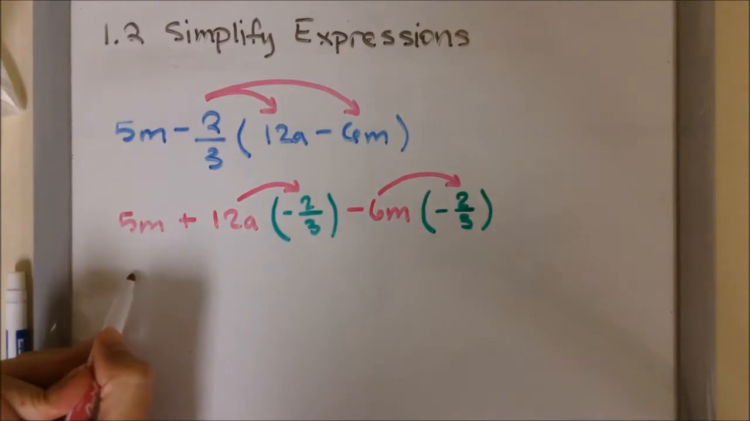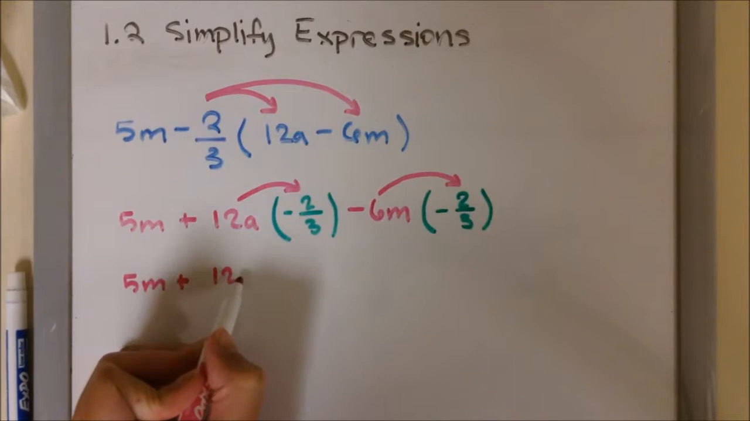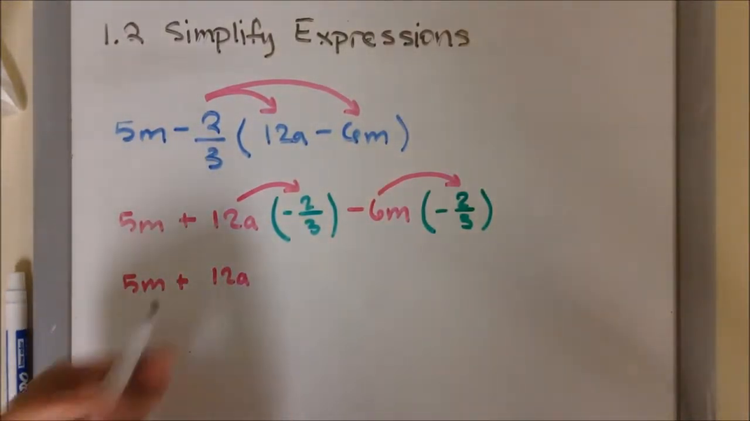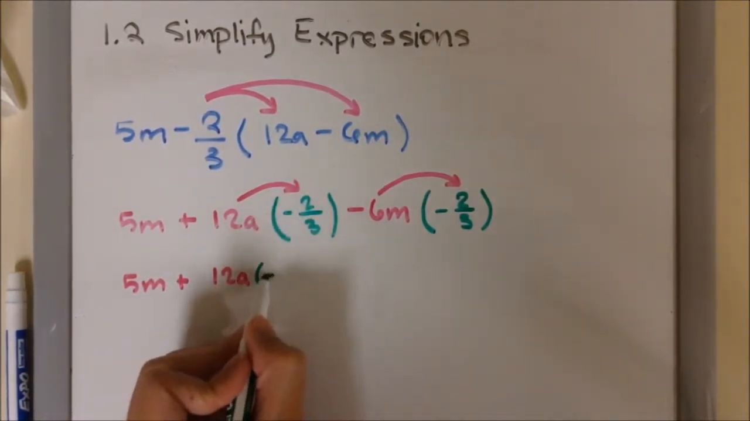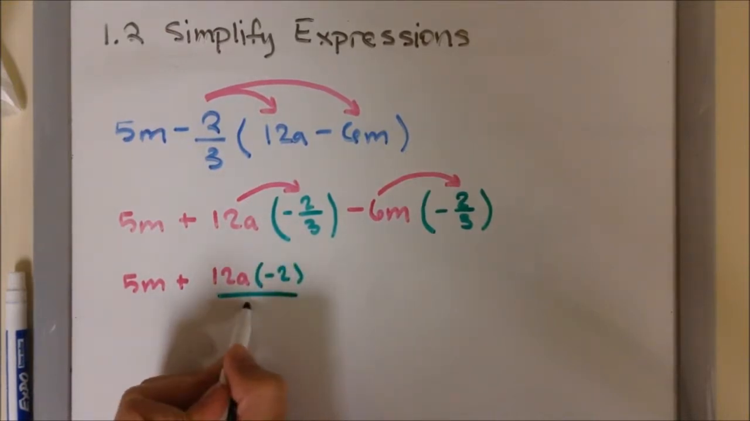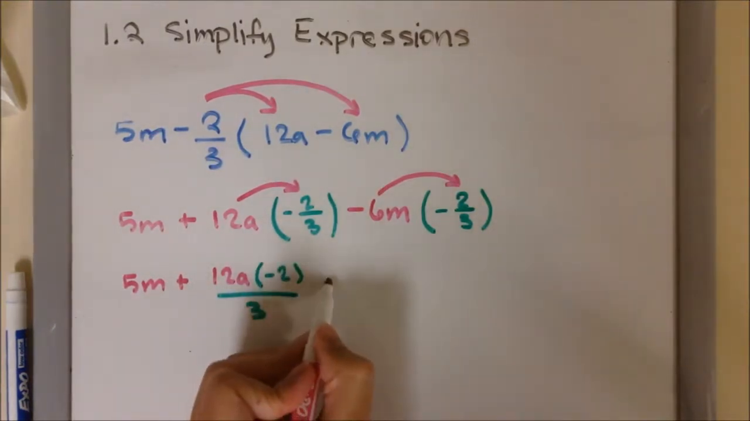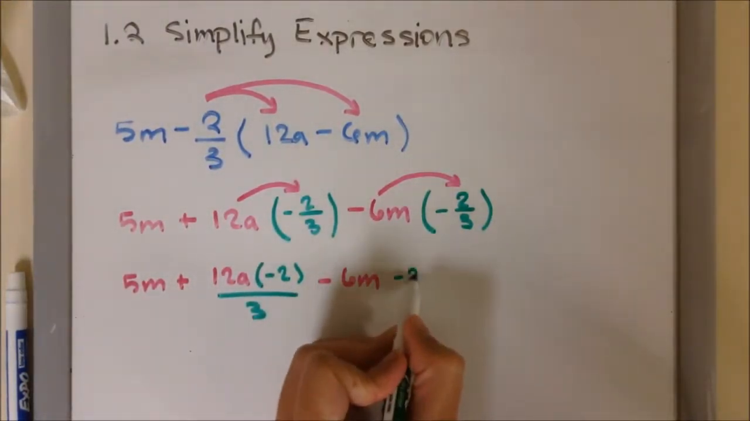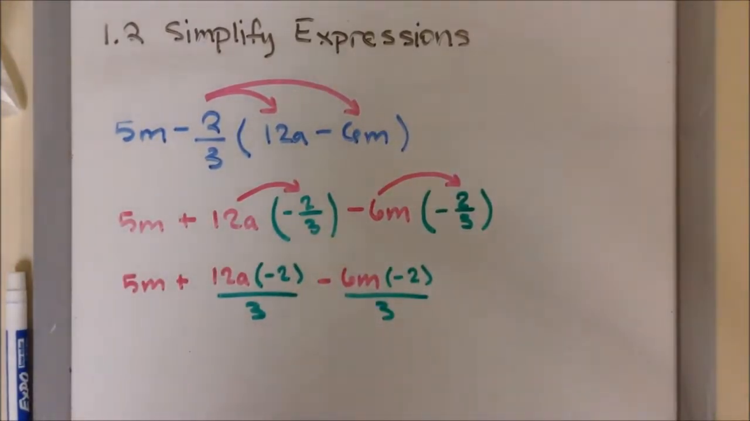So I'm going to rewrite it as 5m plus 12a times, I'm going to use the negative and carry it to the numerator, so negative 2 over 3. And then minus 6m, and I'm going to multiply by negative 2, and it's going to be over 3. So we still have a fraction.